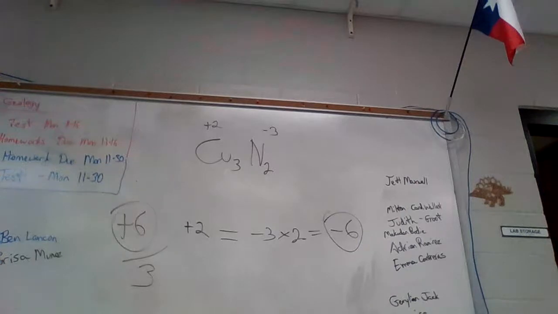And the good news now is we know it can't be in column 3. It's got to either be copper 1 or copper 2. There is no copper 3. So you can kind of sort them that way.